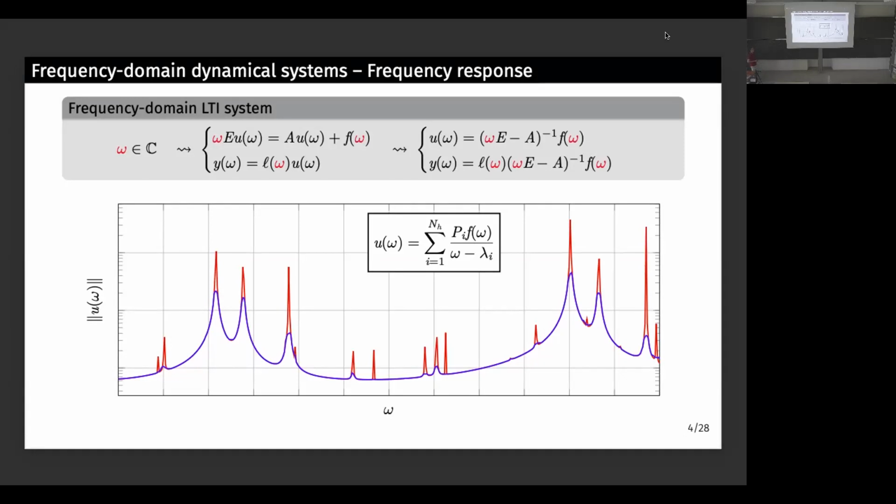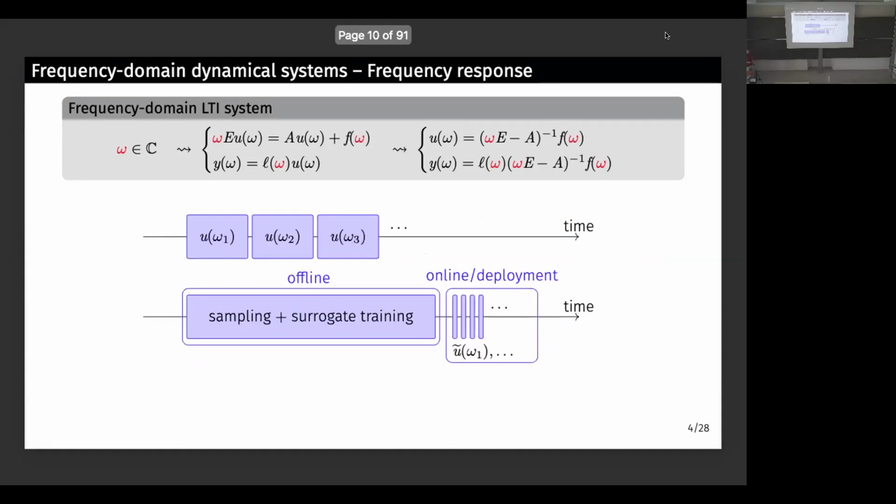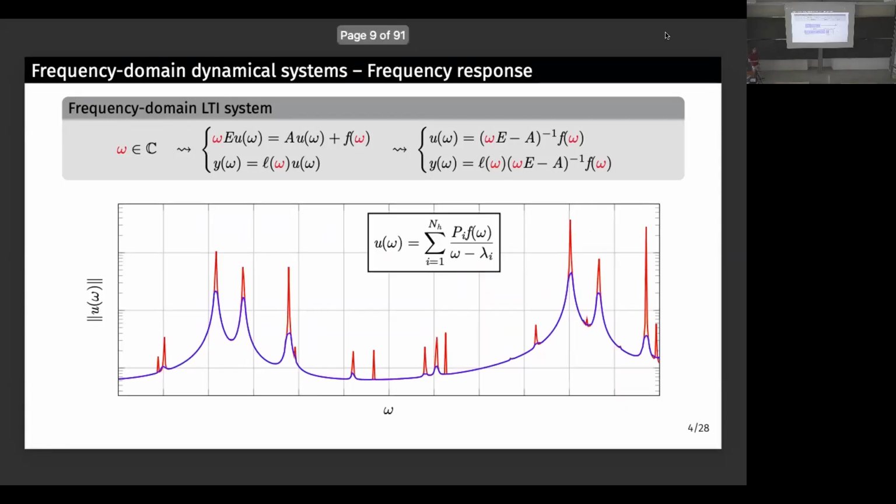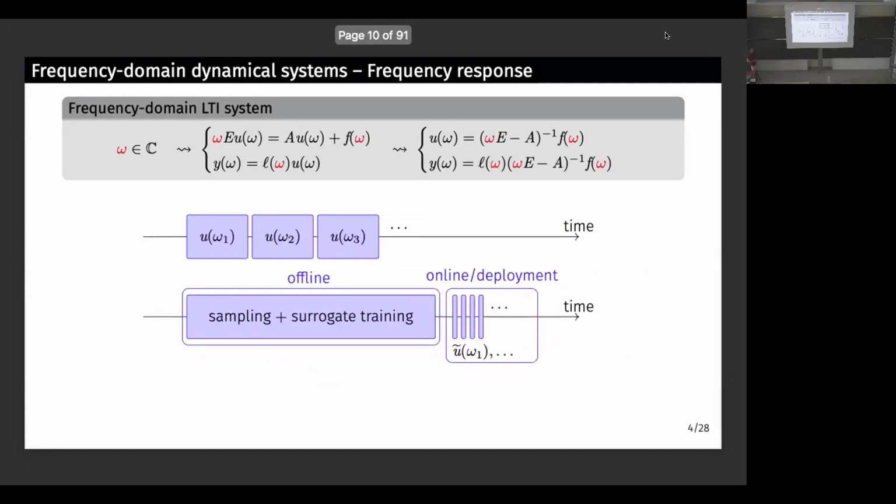Now, what I'm hiding behind this picture, of course, is that to obtain every single point in this plot, I had to invert this matrix omega E minus A, right? And if the system is large, if the resolution of our numerical spatial grid is very large, or we're using high-dimensional polynomials in a finite element discretization, for instance, then this is going to take some time.